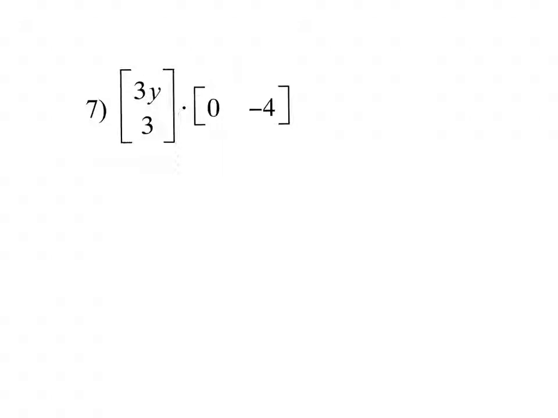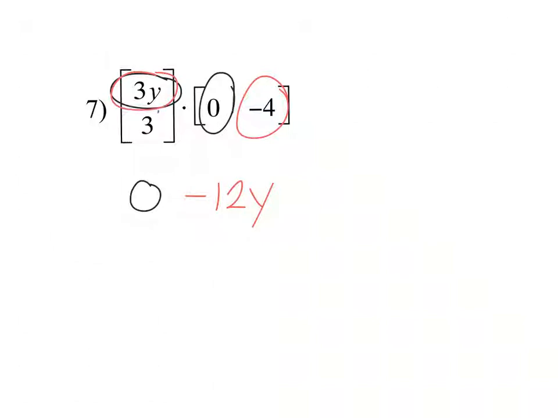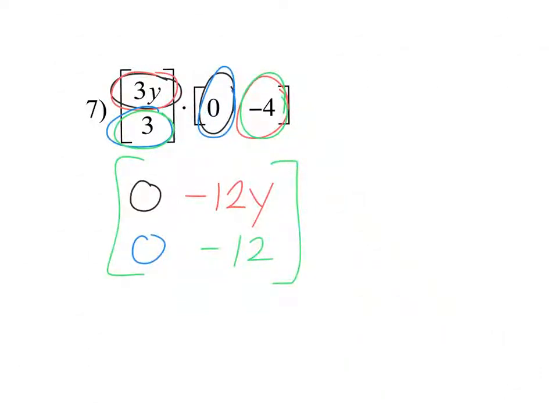For number 7, I'm going to go row by column. That works here. So row 1, column 1, 3y times 0 is 0. Row 1, column 2, 3y times negative 4 is negative 12y. Row 2, column 1, 3 times 0 is 0. Row 2, column 2, 3 times negative 4 is negative 12. My final matrix is a 2 by 2. The first column is zeros.